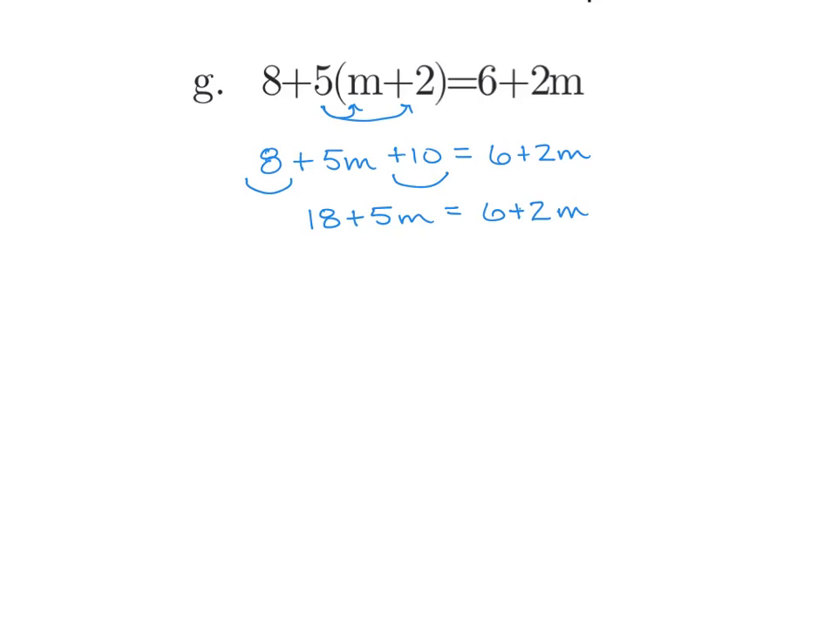From here, we can go ahead and move all of our variables to one side and all of our constants to the other. I'm going to move all of my variables to the left. I'm going to subtract 2m from both sides. We get 18 plus 3m equals 6, and my 2m's cancel.